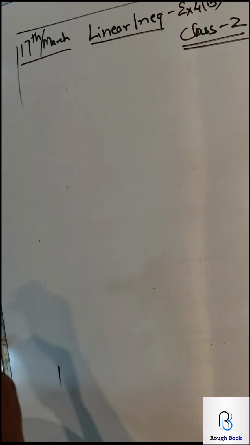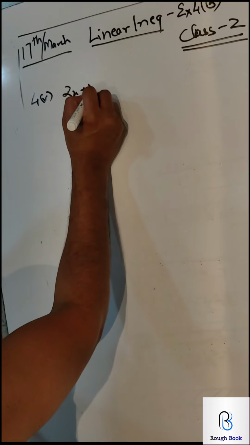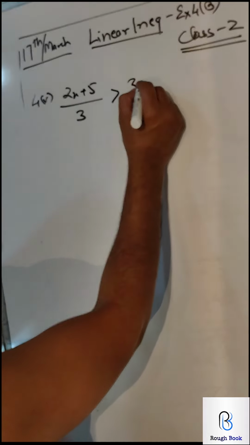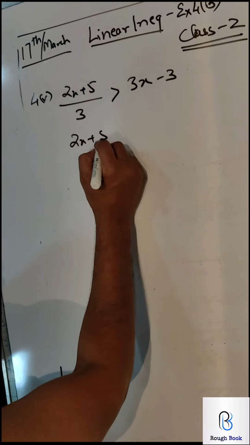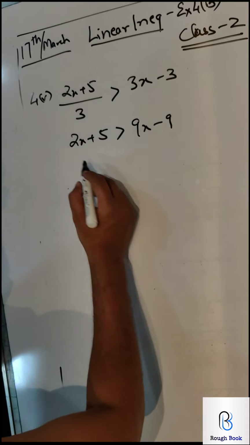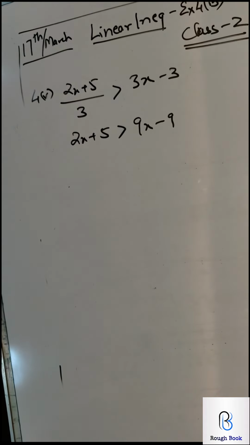So let's see what is 4 part 5. So 4 part 5 says (2x + 5)/3 > 3x - 3. So 2x plus 5, 3 goes on the other side, so 9 minus 9. This goes there and this. We are taking x on such a side so that it becomes positive.